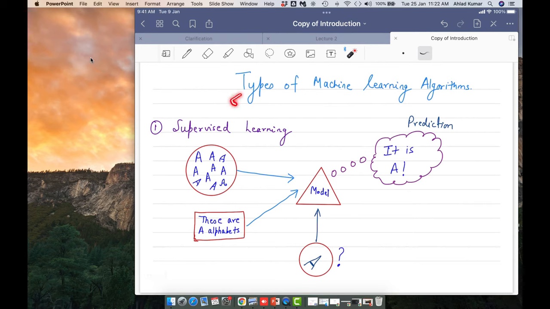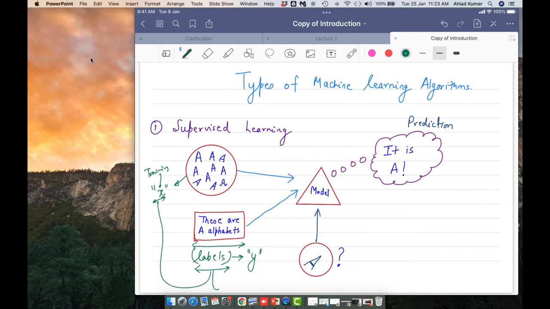Okay. There are different types of machine learning algorithms which we will see in this course. First is supervised learning. In supervised learning, we will have some training data set. For example, here we have images of the alphabet A, and we want our model to predict that these particular images are an A. In supervised learning, along with these images, we give another piece of information called extra information or labels. These labels are in the format of Y in machine learning models, and the images are called X. All the training images are represented by X, and all the labels corresponding to these images are called Y.